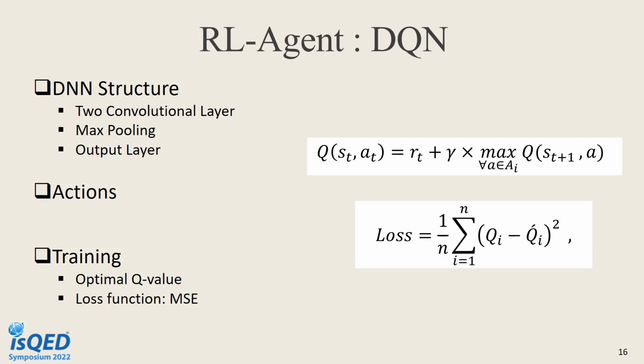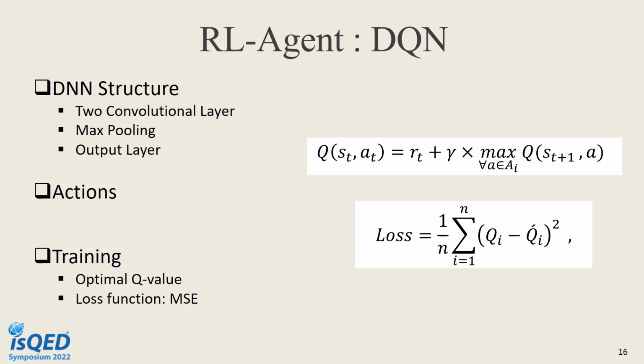So here you can see our reinforcement learning agent, that is a deep Q network. Our neural network has two convolutional layers and also max pooling layers to downsample data, to remove the unnecessary data and speed up our training. And we also have the output layer.